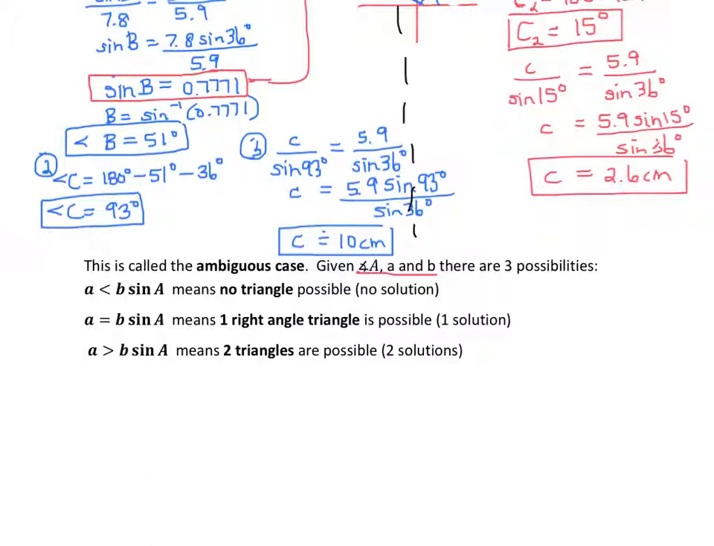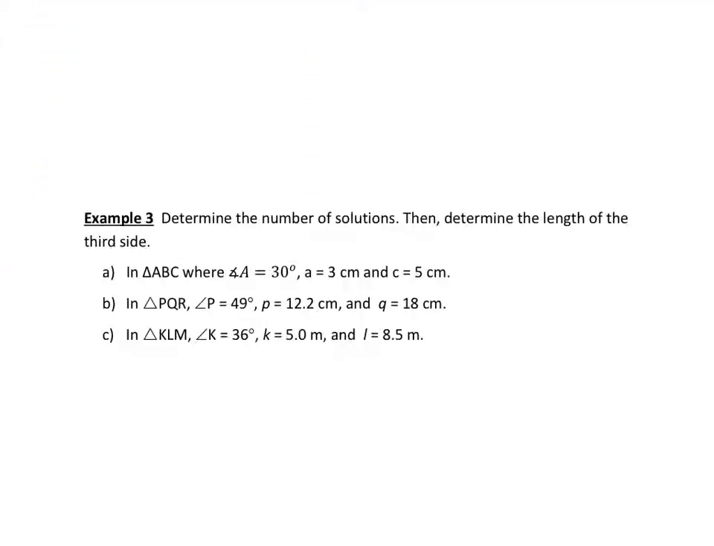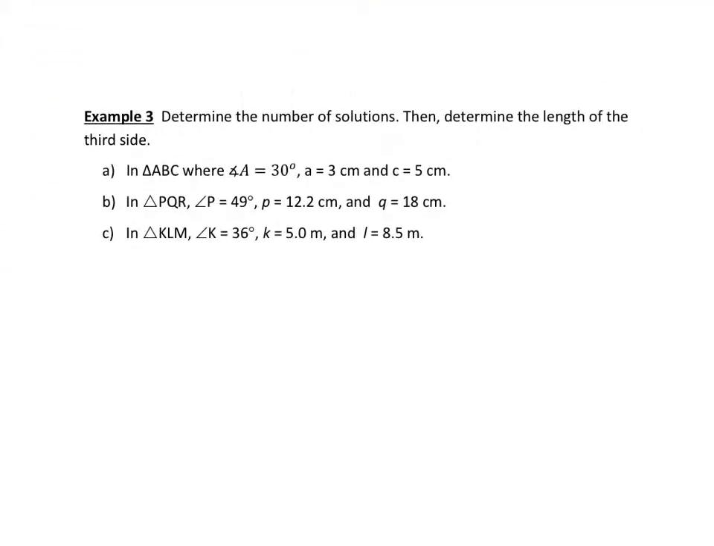So those criteria you can check when you're given a question and you have to draw the triangle yourself. You could quickly check the value of B sine A, compare it to the other side that's given, and then you'll know how many solutions you're looking for. So we'll go through another example here. In this case, we'll use the criteria that I just gave you to first determine how many solutions we would be looking for. It says determine the number of solutions and then determine the length of the third side.